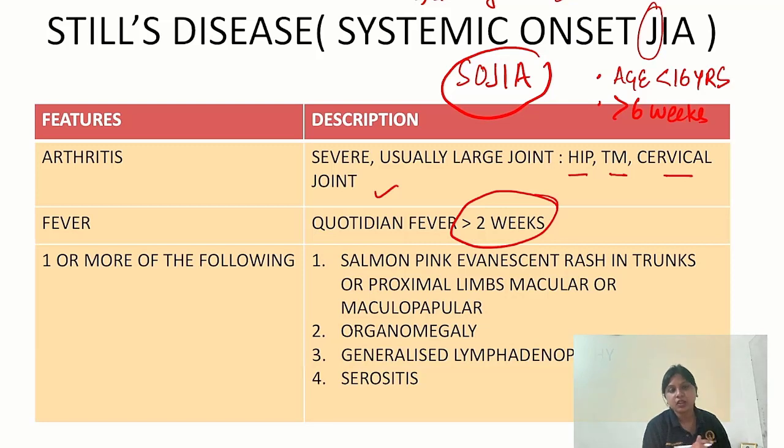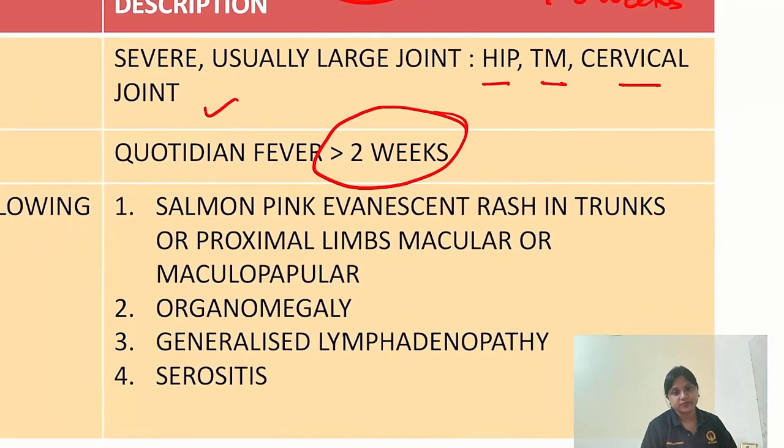Remember this. One or more of the following: salmon pink evanescent rash in the trunk or proximal limbs, macular or maculopapular, organomegaly, generalized lymphadenopathy, and serositis. So organomegaly, by this I mean the hepatosplenomegaly, generalized lymphadenopathy, and serositis. Serositis means it can be a pleural effusion, pericardial effusion, or ascites. And what is meant by evanescent rash? That means it is non-fixed, transient. It is not going to last more than 24 hours.